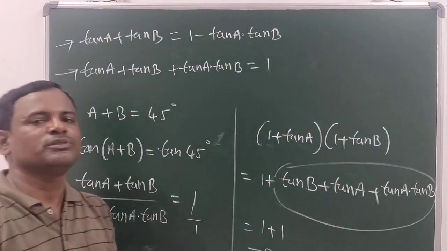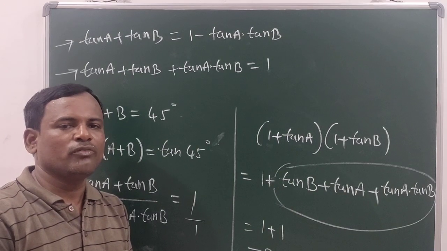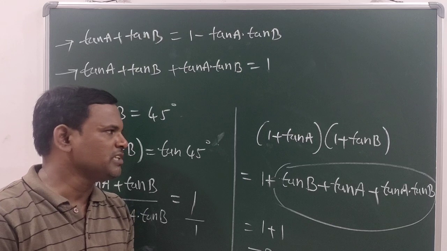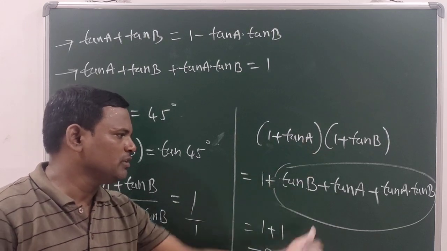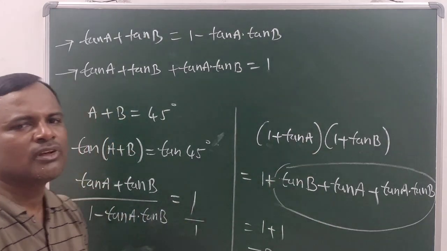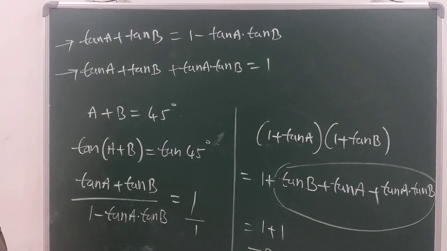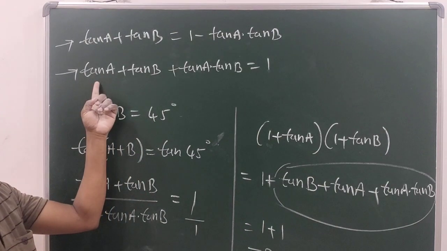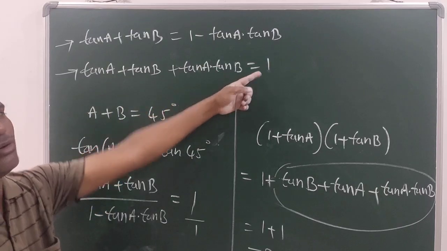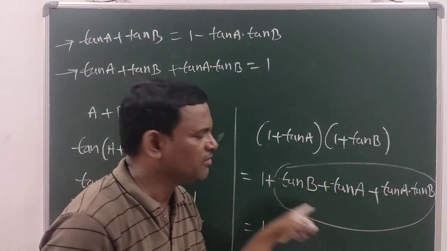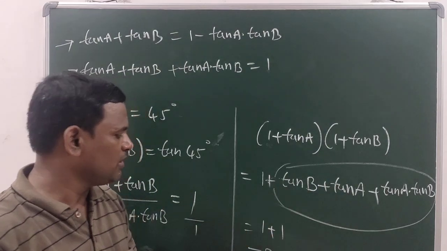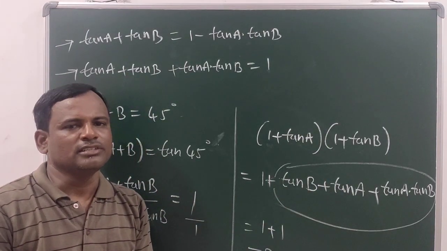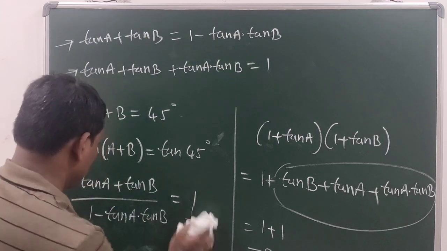I hope you have understood. If A plus B equals 45, then what is the value of 1 plus tan A into 1 plus tan B? Take the product of these two, you get this. Then apply tan on both sides, so you will get tan A plus tan B plus tan A tan B equal to 1. In place of this, write 1. 1 plus 1, 2. 2 is the required result. Okay, right.